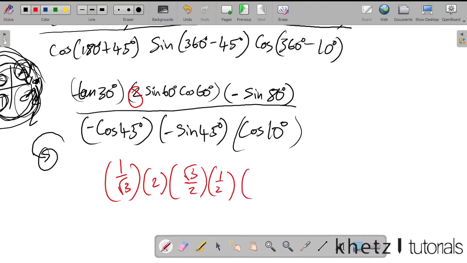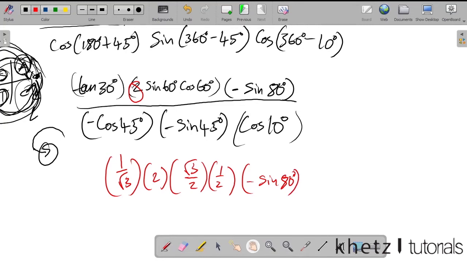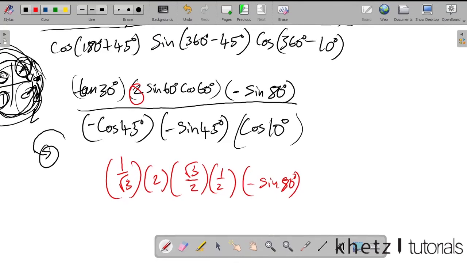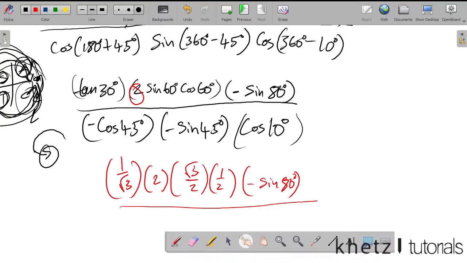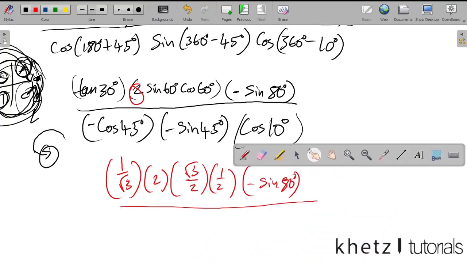Then you're going to have your negative sine 80 degrees. Then at the bottom, you're going to have negative cosine of 45, which is going to lead you to negative square root of 2 divided by 2. Then you're going to have the same thing here, negative that, right?